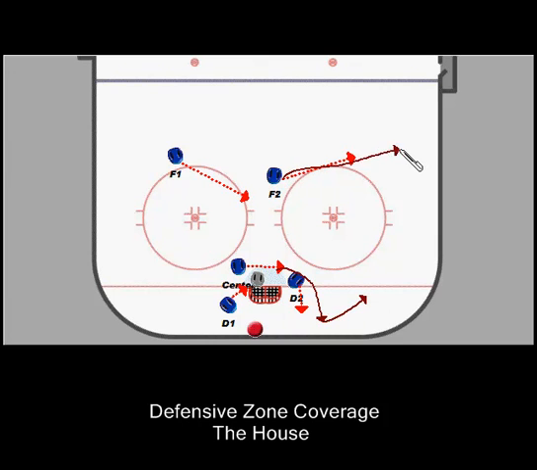We've got F2 working his way to the wall. We've got F1 in the middle of the ice, so we can make that pass to F2, and F1 can break up the middle of the ice, and we can again look for that pass.